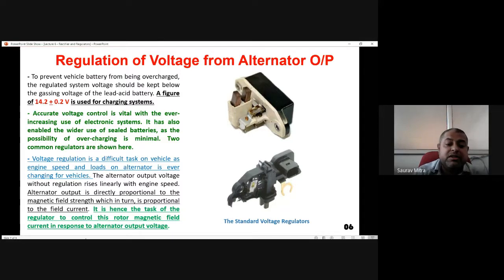The task of the regulator is to control the rotor magnetic field, that means the current flowing through the magnetic field of the rotor, in response to the alternator output voltage. So if the speed of the engine is high, the alternator output is high. In that case, we have to cut the current flowing through the rotor magnetic field to bring the voltage to a stable level, that is 14.2 volt.